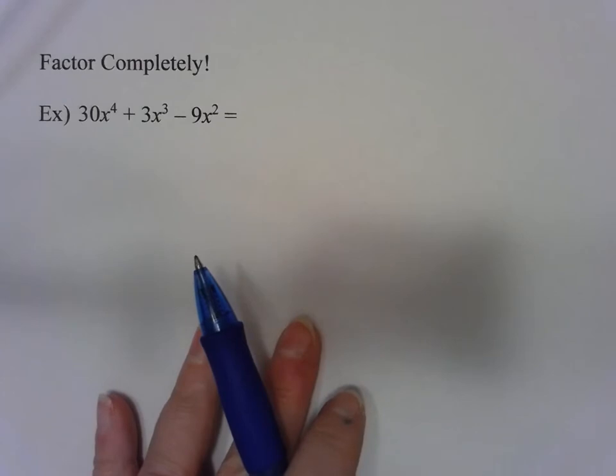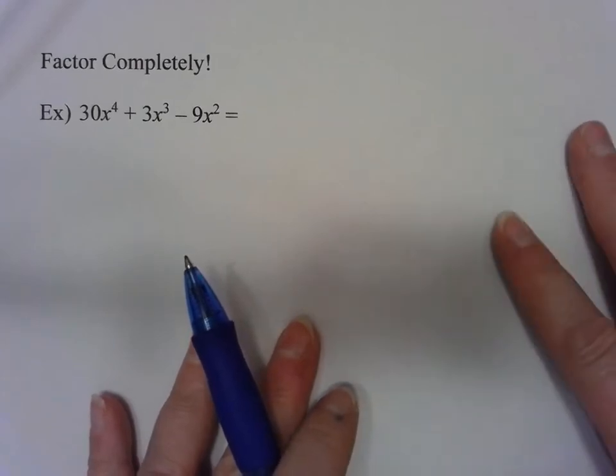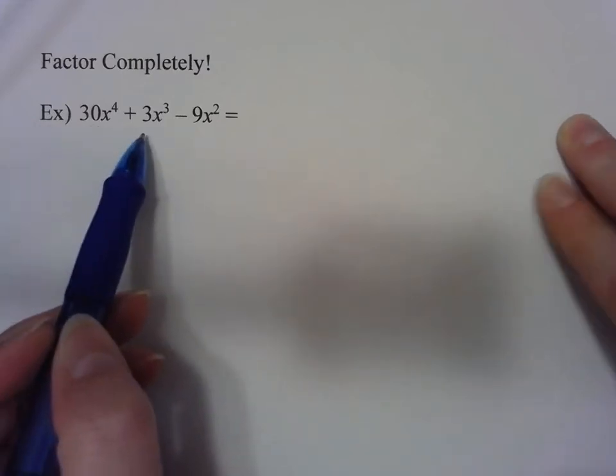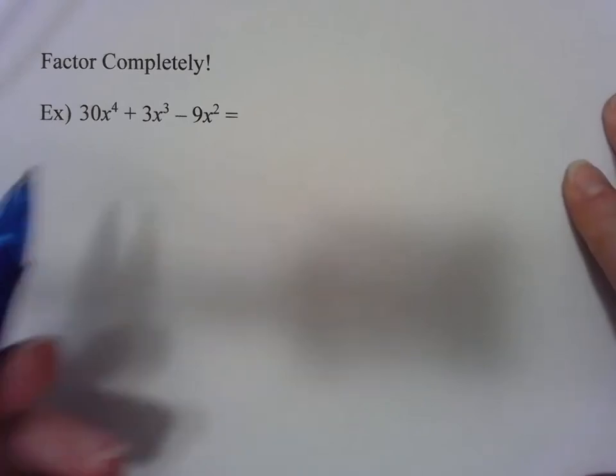So first, remember we said it would be good to check to see if we have a GCF. Do we have a GCF here? For sure we do, right? A number that goes into 30, into 3, and into 9 would be 3.